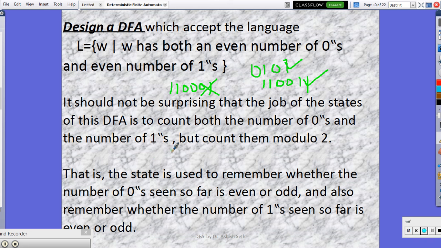So basically the states are counting the occurrences of 0 and 1, but simply they are doing the modulo 2, so that they can identify whether the number of zeros and ones that appeared is even or not. If it is even, then the state reached after the DFA reads the input becomes a final state.